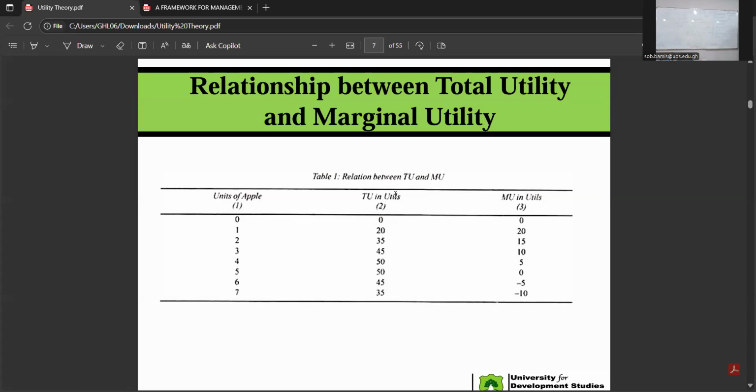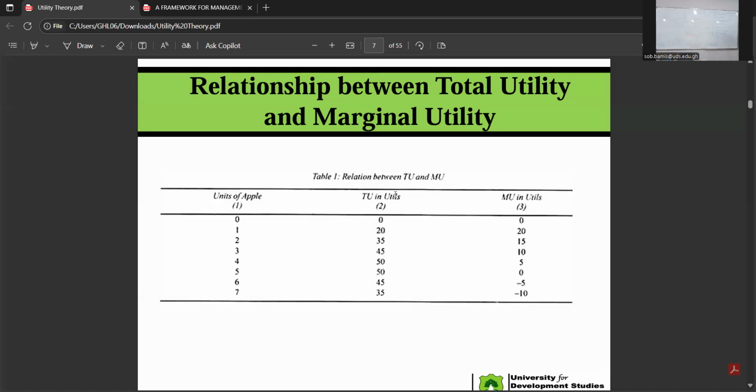That's the additional satisfaction we get from the additional units that we consume. So 35 minus 20 will give us 15. When units consumed is 3, total utility is 45. And so our marginal utility will be 45 minus 35. And that will give us 10. Then you see something here.